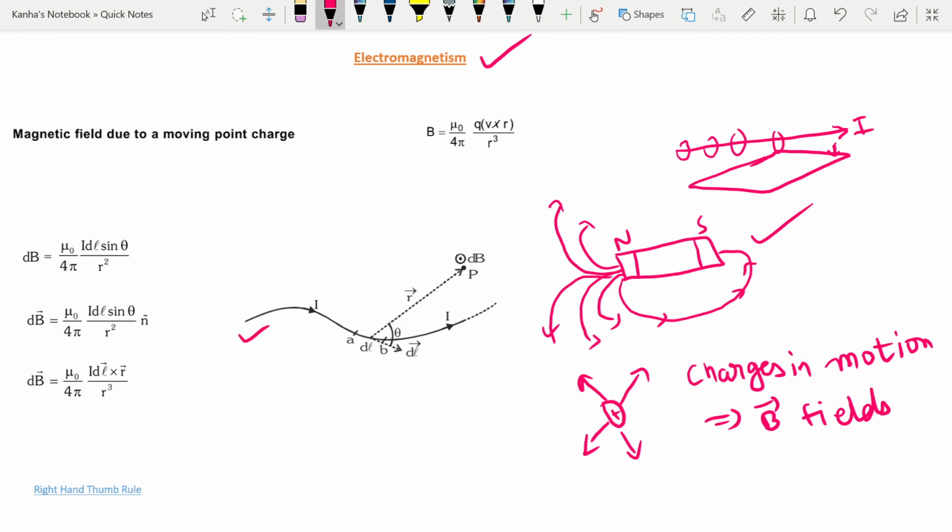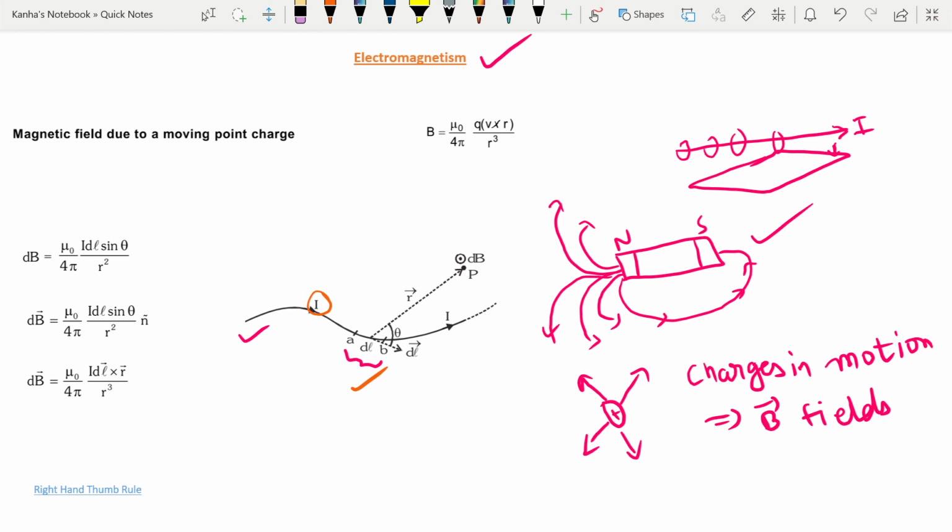A very small element AB of length dl of a thin conductor carrying a current I is called a current element. You should note that the current element is a vector quantity. Its magnitude is equal to the product of the current and the length of the small element. The direction of this current element is in the direction of the current I.